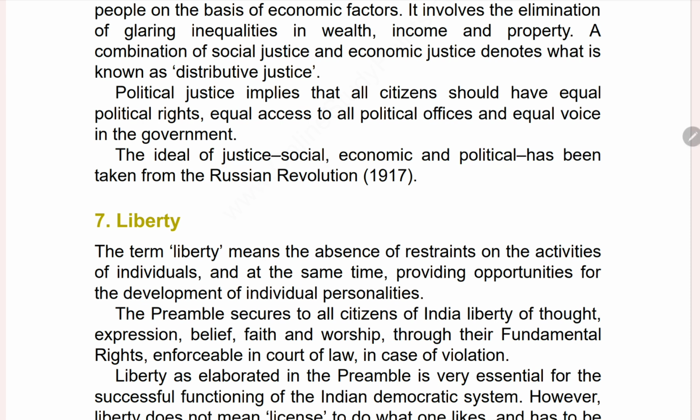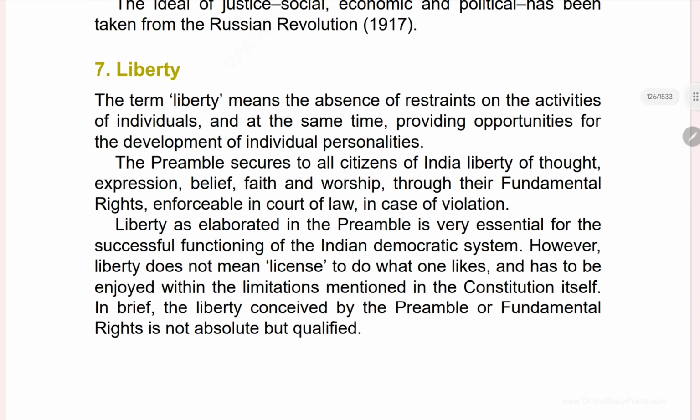Now we will see another important concept, liberty, which is a key word in the preamble of the Indian Constitution. The word liberty means the absence of restraint on the activities of individuals. There is no restraint, like you are free to do anything, but it comes with reasonable restrictions. It doesn't mean you will kill anyone. That's not liberty. At the same time, it means providing opportunities for the development of individual personalities. So if a state is providing opportunity for your development, and there is no restraint from the state on your freedom, that's called liberty.